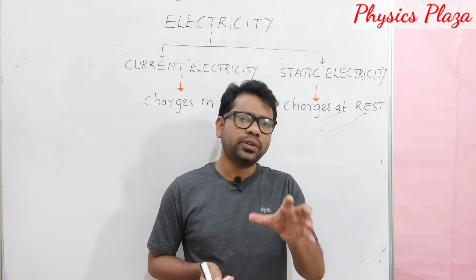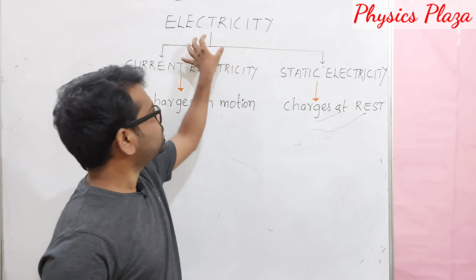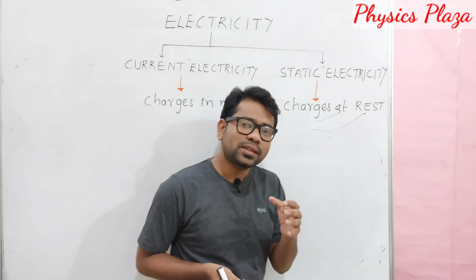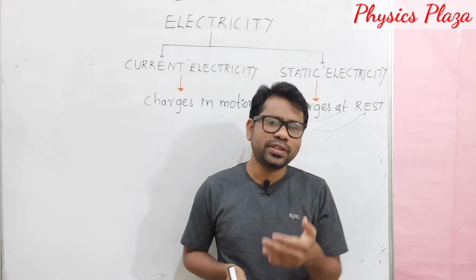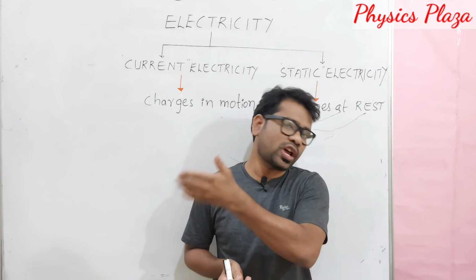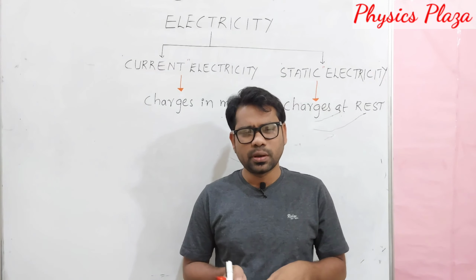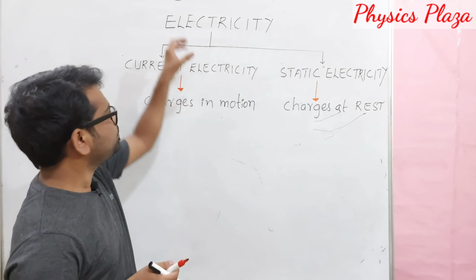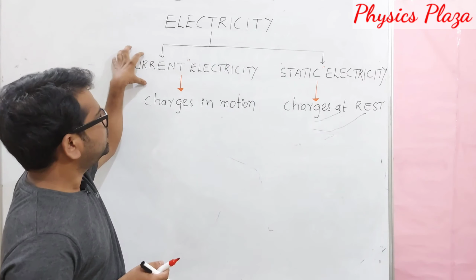Dear children, before that, once again let us see what is electricity. It is one of the important branches of physics which deals with charges. Basically, electricity is of two types, current electricity and static electricity. But what is the difference between current electricity and static electricity, and what are we actually going to learn?